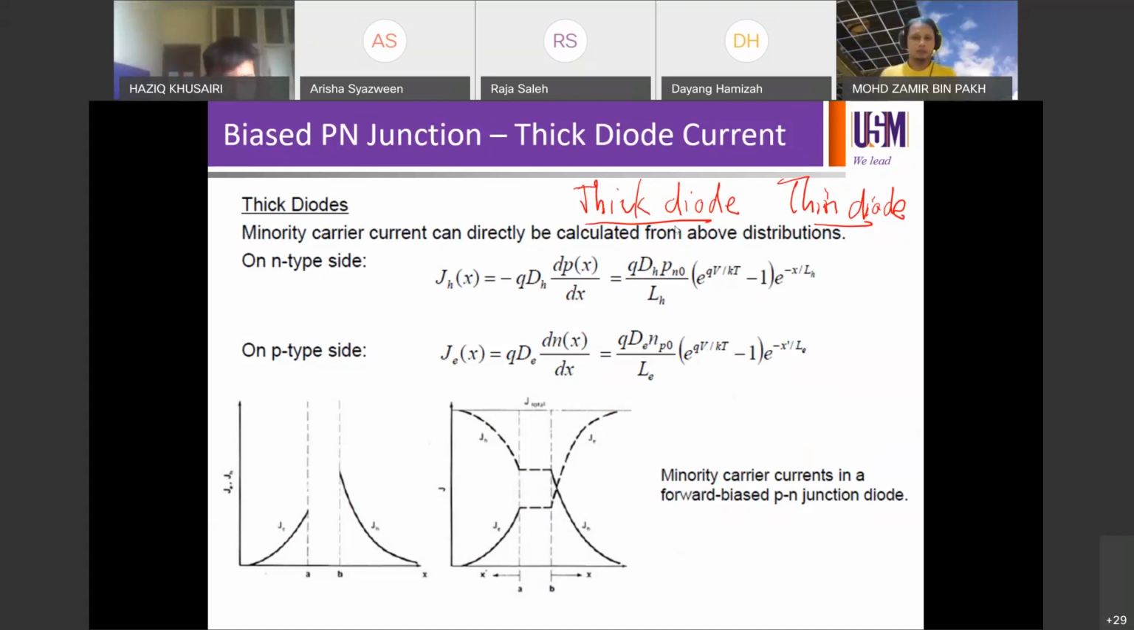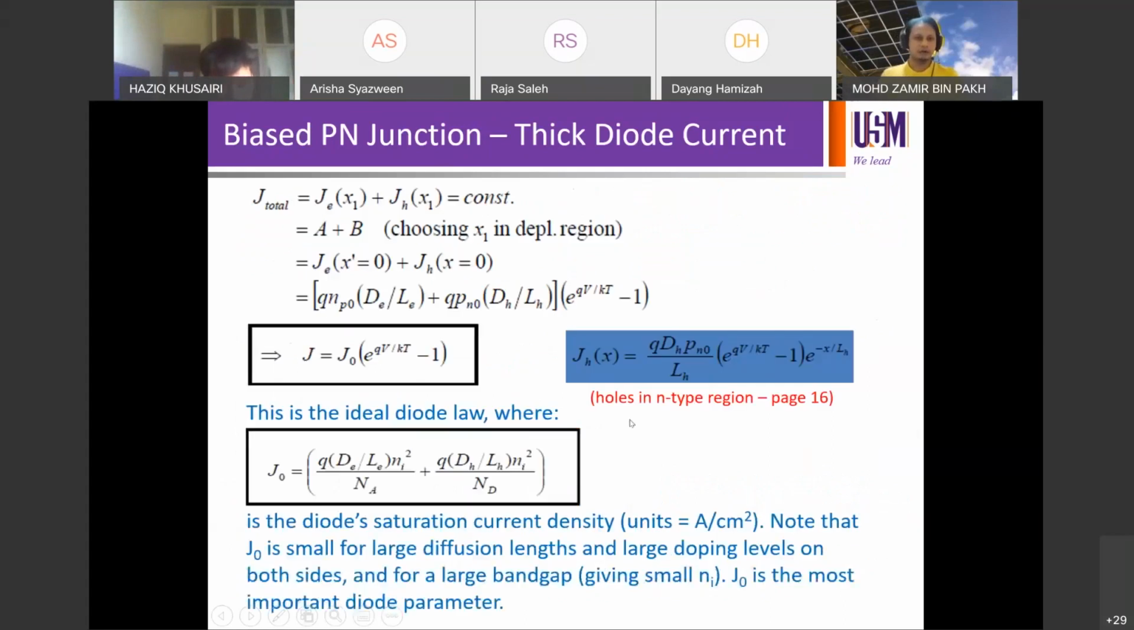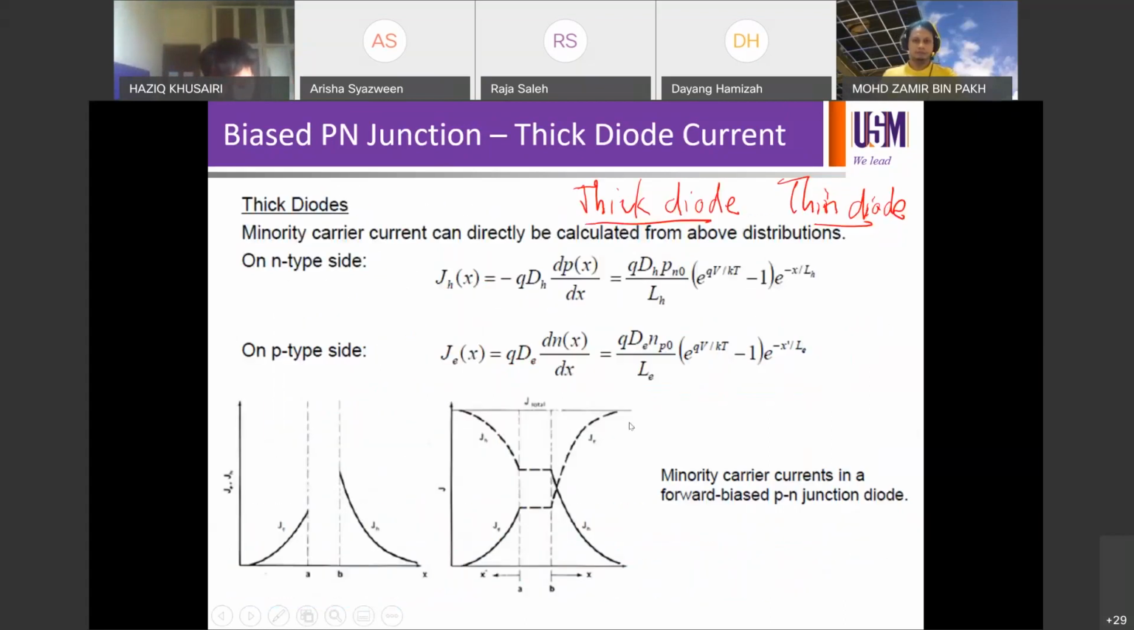Okay, now let's go through some ideas first before we go to the details. So this is a thick diode. On the N side, minority carrier injection by the junction. So the JH, in this case on the N side, we are talking about holes as the minority carrier.